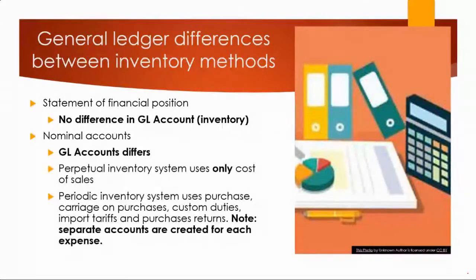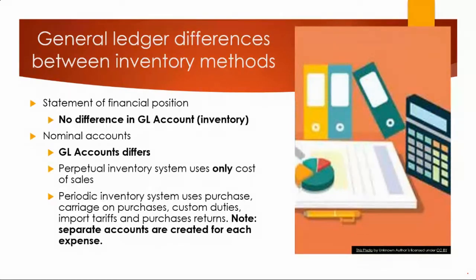And why do we say that? Under the perpetual inventory system, we'll only have your cost of sales column or line item, whereas under the periodic inventory system, we will have purchases, we will have carriage on purchases or freight on purchases or railway on purchases. So it all depends on how we get the goods to our location, custom duties, import charges, and purchases return. And each one will have their own separate general ledger account.